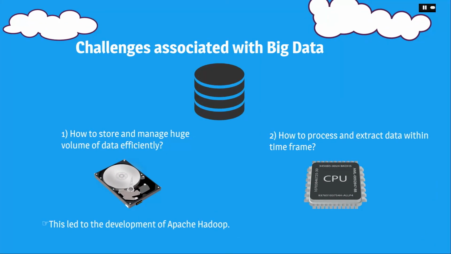Now, let us discuss the challenges associated with big data that led to the development of Hadoop. There are two main challenges associated with big data. Firstly, how do we store and manage that huge volume of data efficiently? And second challenge is, how do we process and extract valuable information from the huge volume of data within a given time frame? These challenges led to the development of the Apache Hadoop framework.